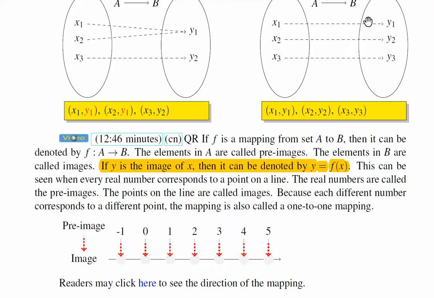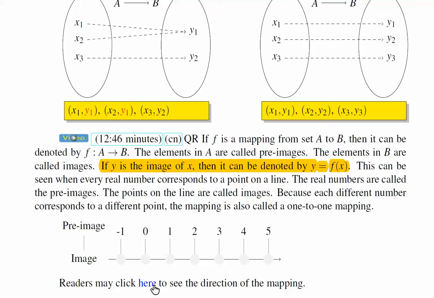For this special case, you see every element in A goes to a unique element, but you can also trace back: every element in B actually has a unique pre-image. So this kind of relationship is also called one-to-one. Later on you will see one-to-one correspondence. So that's why we have this kind of mapping as well. Every number corresponds to a point on the real number line, and every point on the real number line has a unique element going back to a number. So this kind of mapping is a one-to-one mapping.